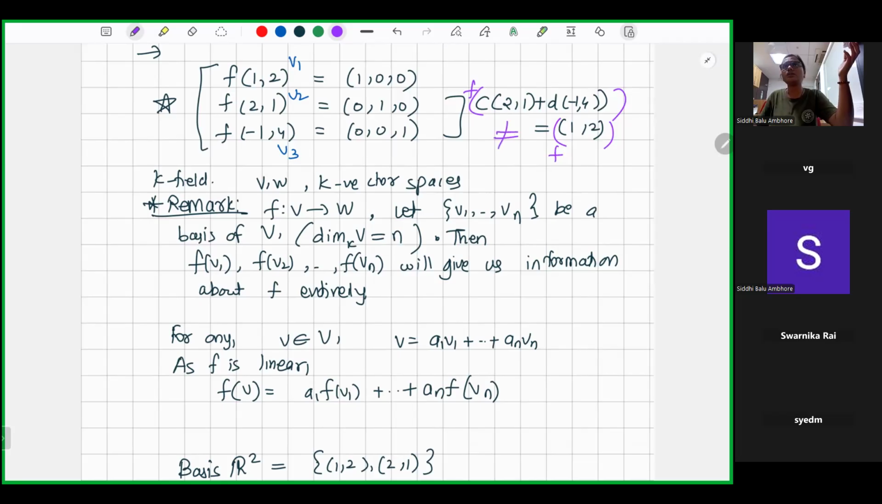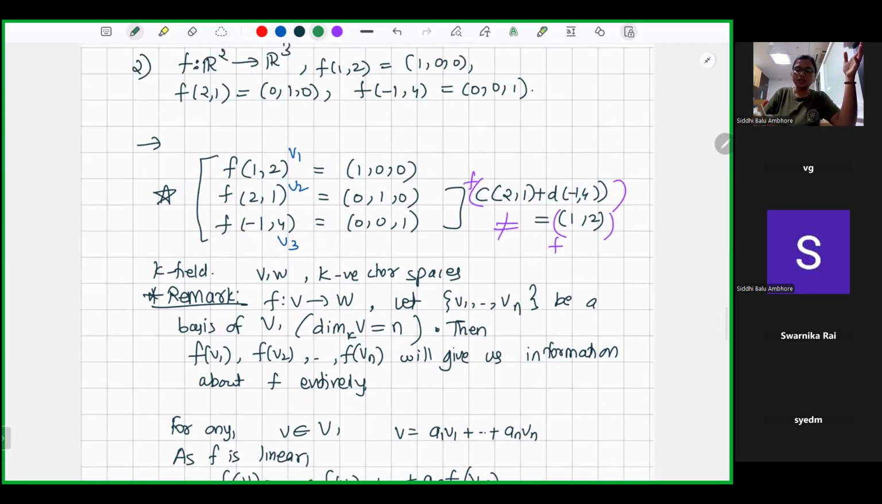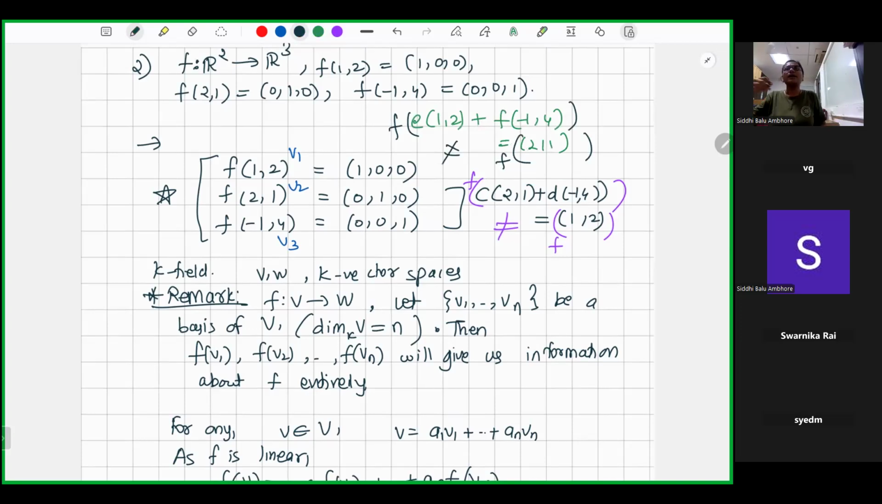And you can try this with the other two. You can take f of v1 and v3. So you can try this. You can take this (-1, 4) equal to (2, 1), and then check whether f of this thing is equal to f of this thing or not. And you will see that it is not happening, and no such f exists.